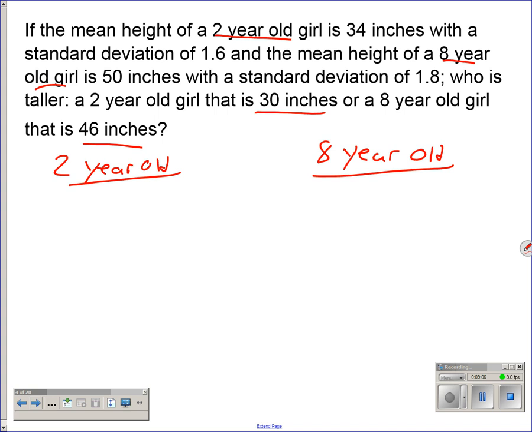So, what is the 2-year-old's value? How tall is the 2-year-old?